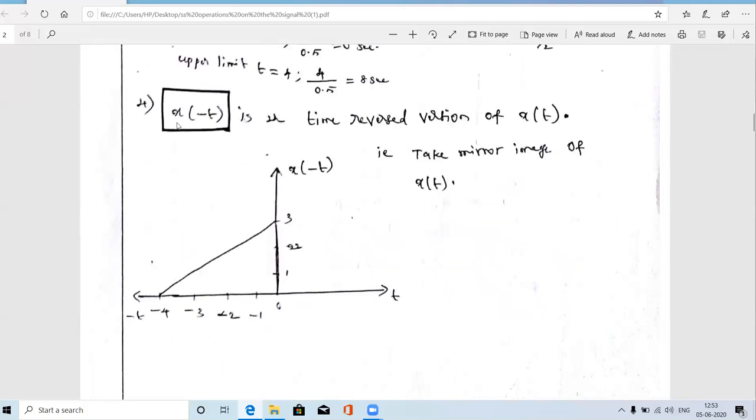Then the fourth one, we have to obtain x of minus t. What is x of minus t? Here also, the operation is performed on the variable time only. But here, instead of t, the t is multiplied with minus 1. What is the meaning of x of minus t? It is a time reversed version of the original signal x of t. How to obtain it? The x of minus t is said to be the mirror image of x of t.